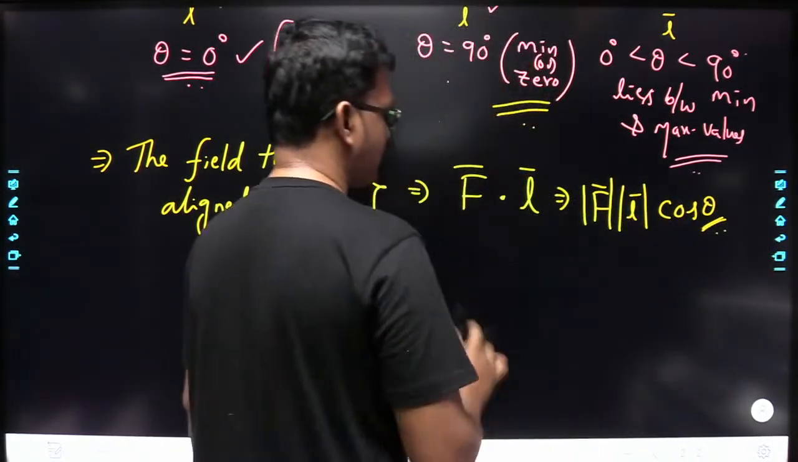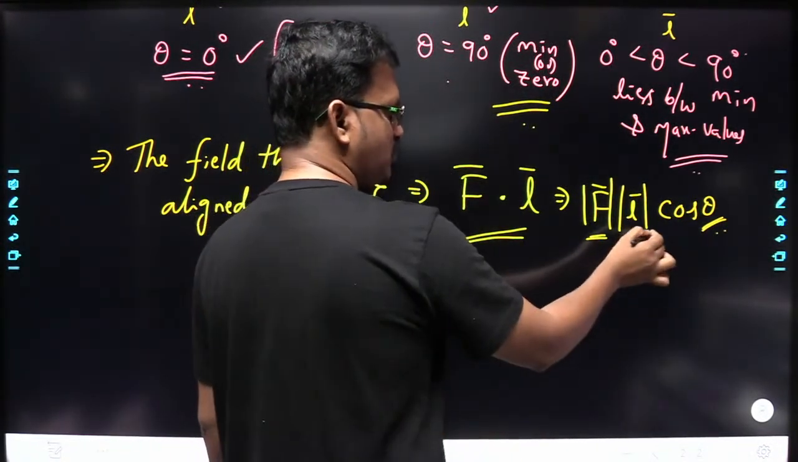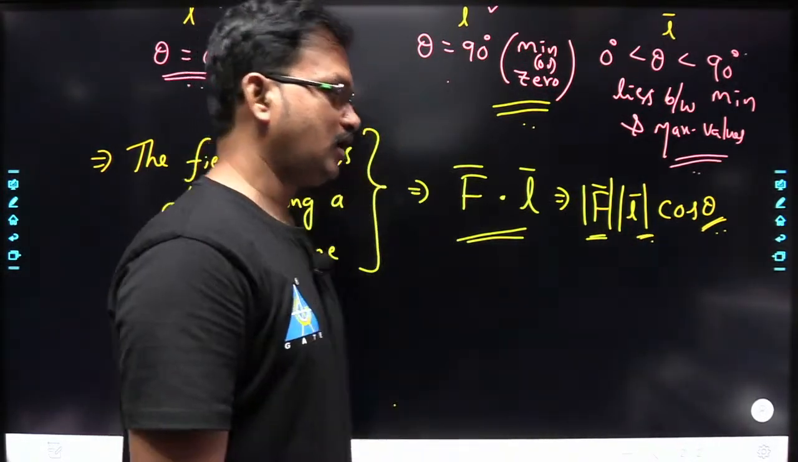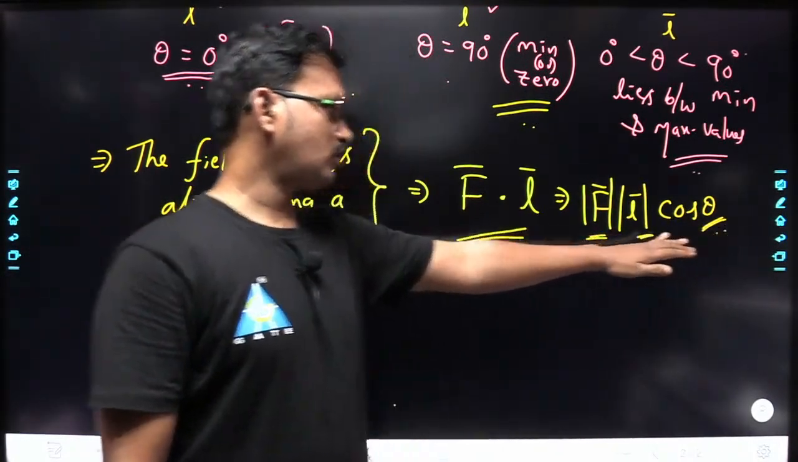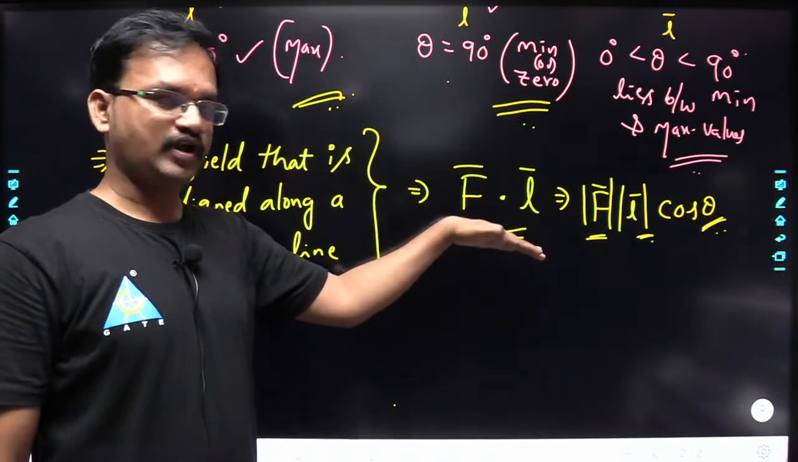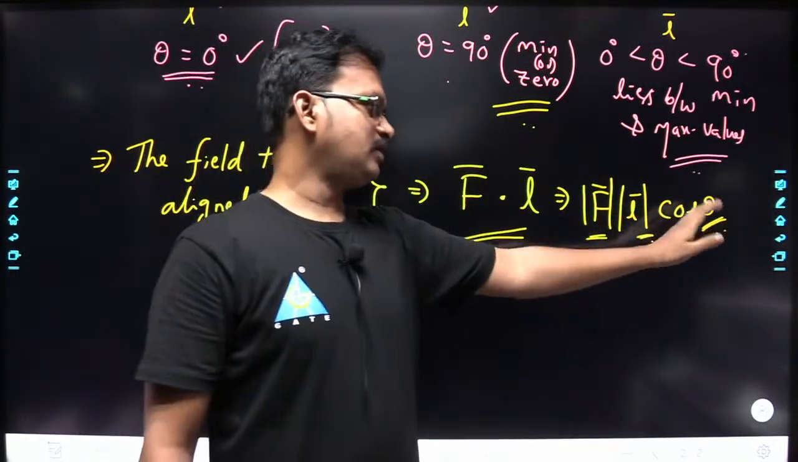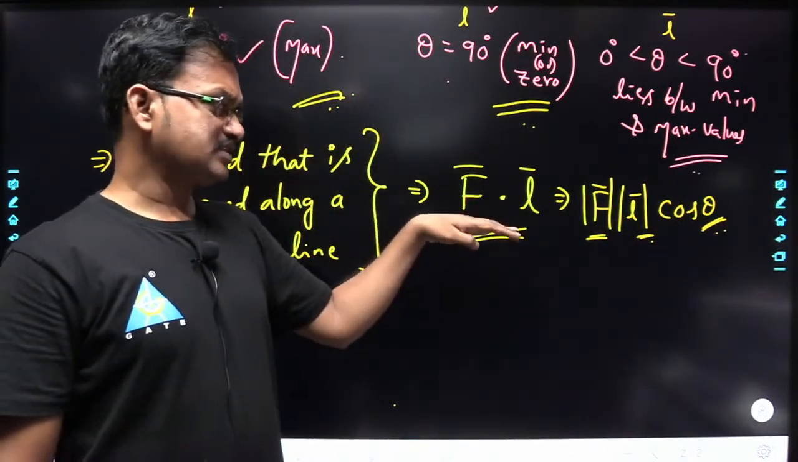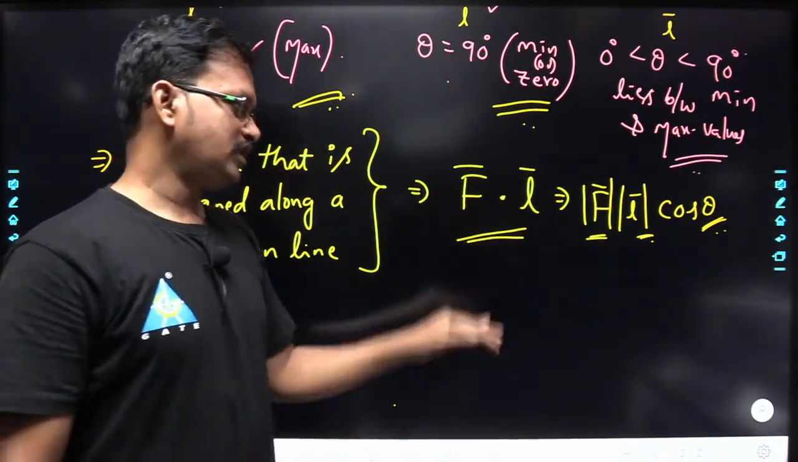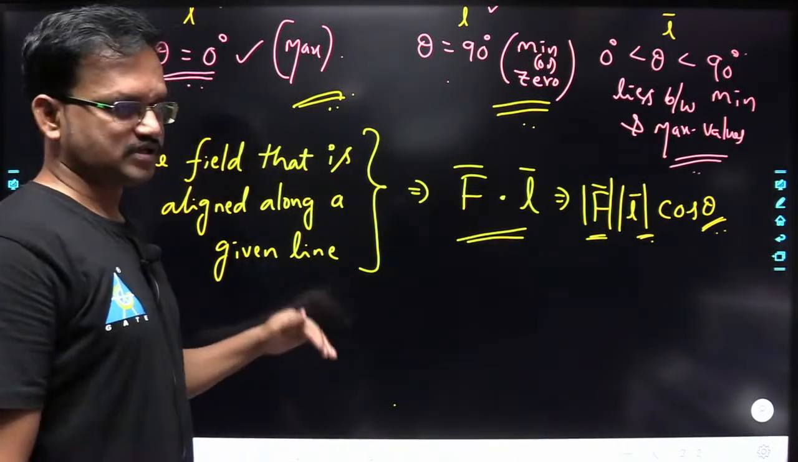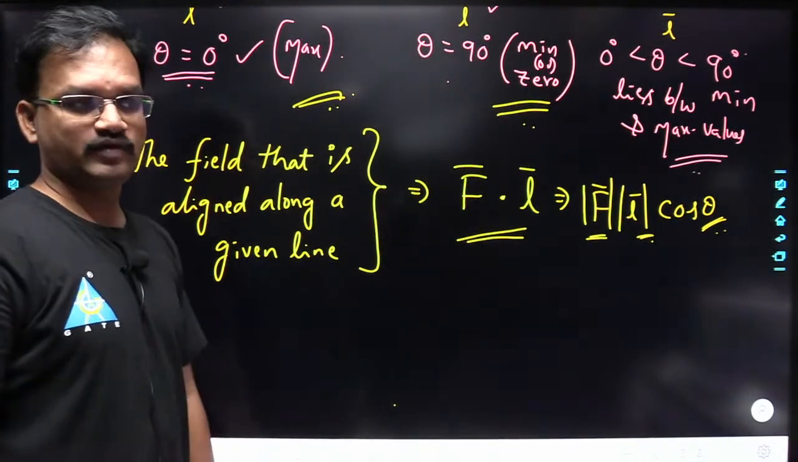Okay, so if you observe, it is depending upon the magnitude of the F bar vector field, the magnitude of L bar, and also upon the angle between F bar and L bar. So when theta equals 0, you have the maximum alignment of the field. When theta equals 90, you have 0 alignment of the field. If theta lies between 0 and 90, then the field aligned along the given line lies between the minimum and maximum value. So in this manner, you have to represent the field that is aligned along a given line.